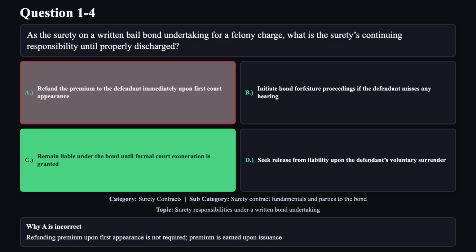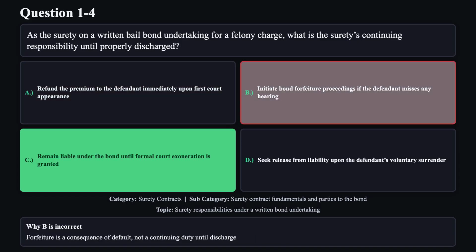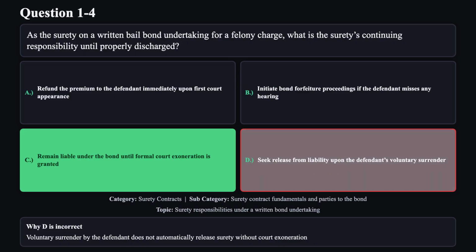Reason A is not correct. Refunding premium upon first appearance is not required. Premium is earned upon issuance. Reason B is not correct. Forfeiture is a consequence of default, not a continuing duty until discharging. Reason D is not correct. Voluntary surrender by the defendant does not automatically release surety without court exoneration.